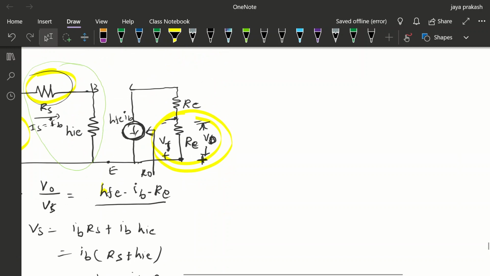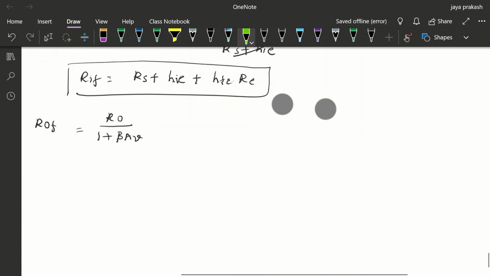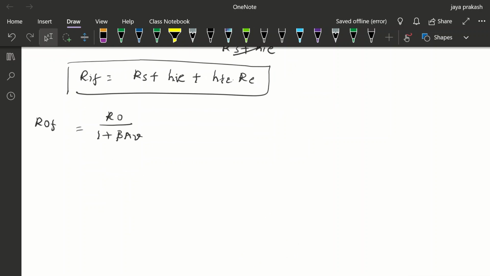So if you have removed the RE, it acts as an open circuit, right? When it acts as an open circuit, the current is equal to 0. When the current is 0, the output impedance simply becomes infinite. Okay, so in this case it is equal to infinite divided by 1 plus beta into AV.